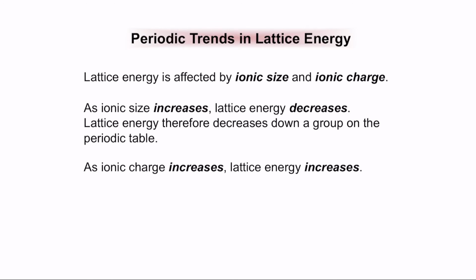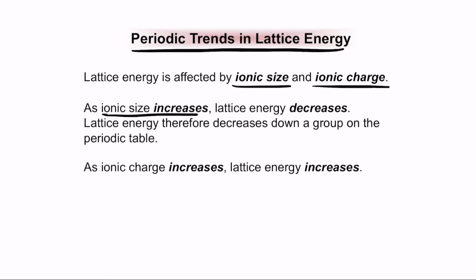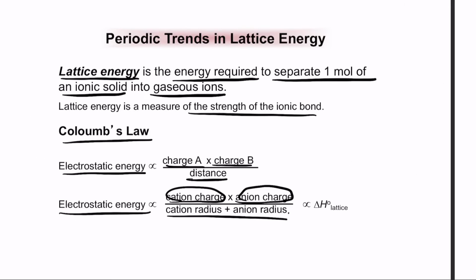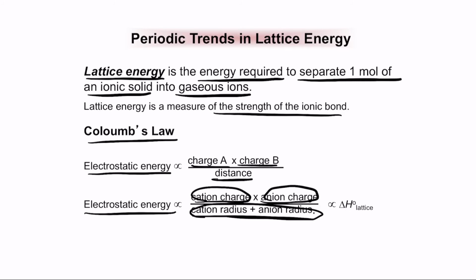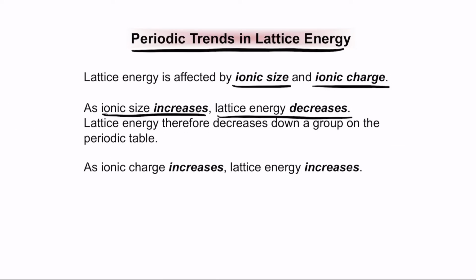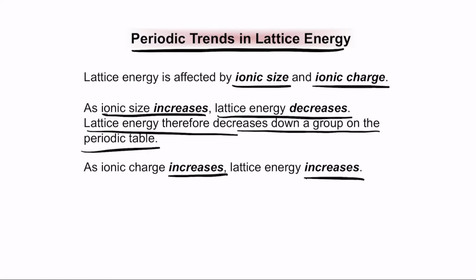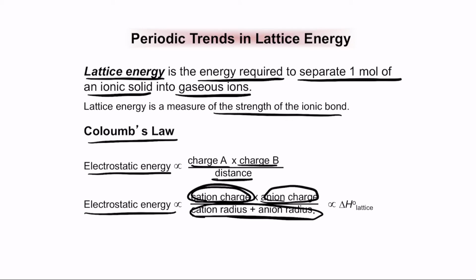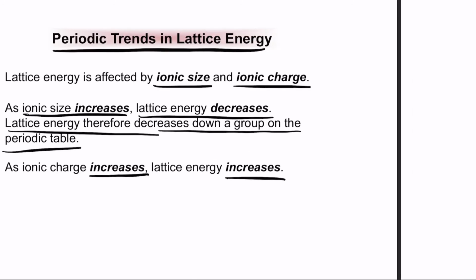Now let's talk about the periodic trends in lattice energy. Lattice energy is affected by two things. One, its ionic charge. The second is ionic size. As the ionic size increases, lattice energy decreases. The reason is that the cation and anion radii increase, which results in a decrease of lattice energy. So lattice energy therefore decreases down a group in the periodic table. As the ionic charge increases, the lattice energy increases. This is obvious because the higher the charge, the higher the electrostatic energy between the two atoms.